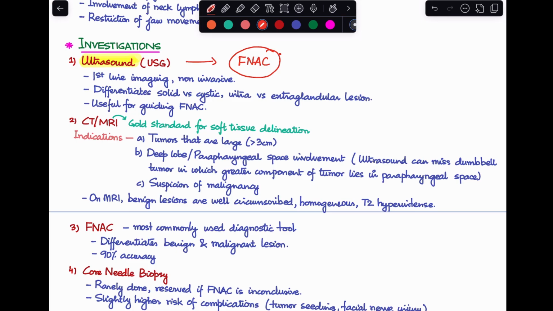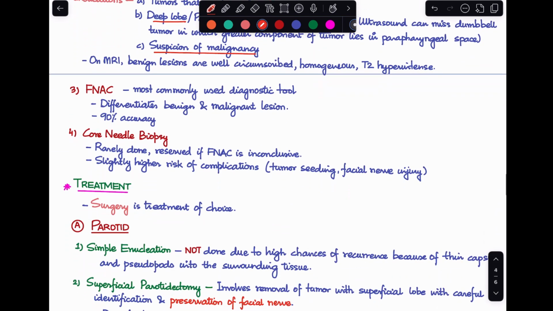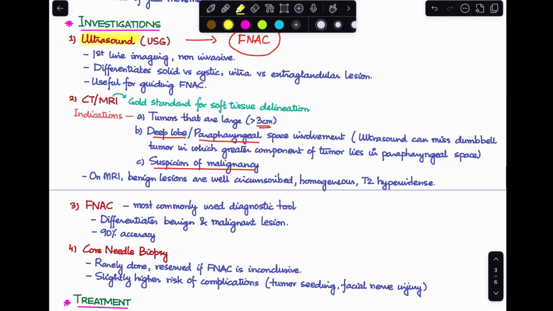Second is CT and MRI, which is not usually done in all cases, but if the tumor is very large, of more than 3 centimeters, or the tumor involves the deep lobe or the parapharyngeal space, or if there is any suspicion of malignancy, in these cases we'll perform a CT scan or MRI. In MRI, the lesion will turn out to be well circumscribed, homogeneous and T2 hyperintense. Next is looking at the cytology. We'll be using FNAC, which is going to help you in differentiating between benign and malignant lesion. And lastly, core needle biopsy, which is not usually done, only done if the FNAC has been inconclusive. So that's about the investigations of pleomorphic adenoma.